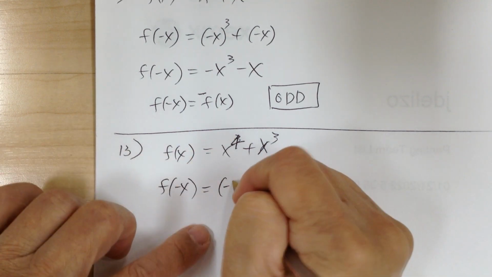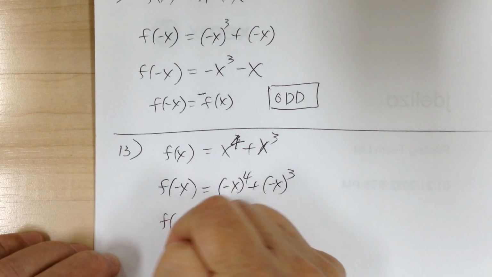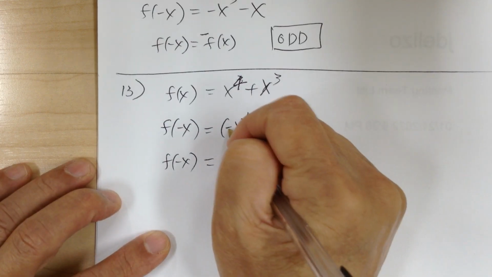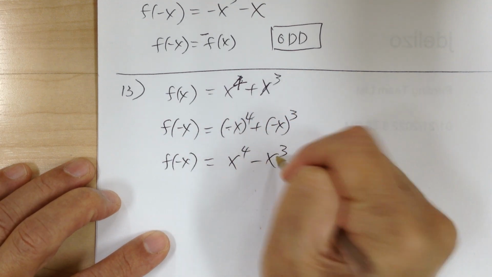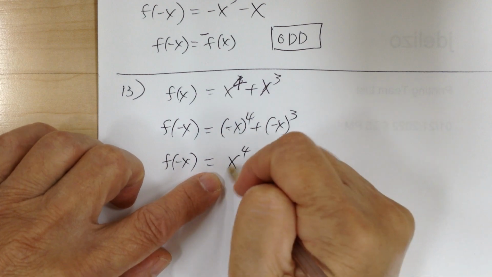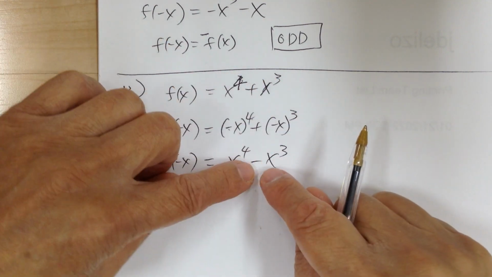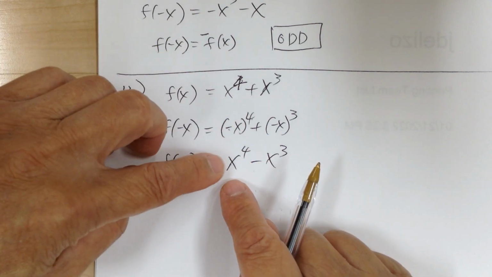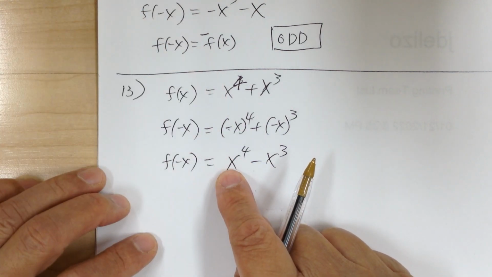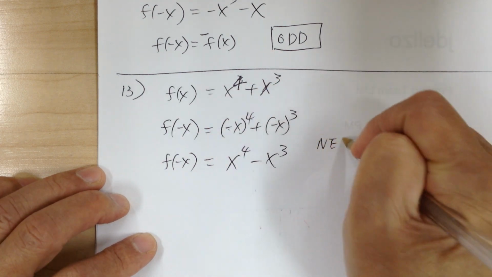So replace x with a negative x. So f of negative x equals negative x to the fourth power, which is positive, plus negative x to the third power, which is negative. So notice again, this is not exactly equal to that. They are not equal because this is plus, this is minus. And they are not opposite of each other, because this would have to be negative to be the opposite of that. So again, it's not the same, not opposite, therefore it's neither.